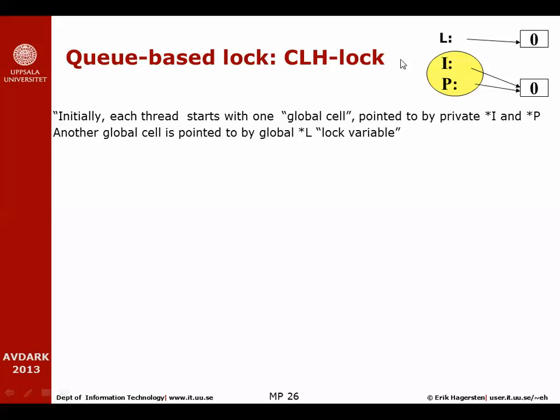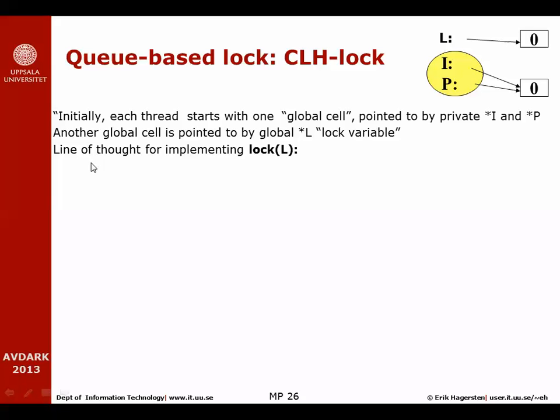There is also another global variable, and this is one such global variable per lock in the system. So each lock is also a pointer. It doesn't contain a value, it really contains a pointer, and that pointer points to another memory cell in memory. And both these cells, the one the lock points to, as well as the ones the two local pointers from each thread point to, are initially set to 0 for idle locks.